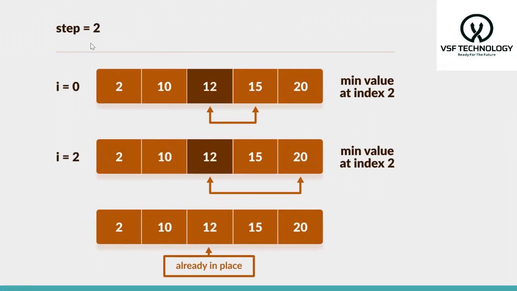Now step 2. i is equal to 0. We compare index 2 with index 3. Then here the minimum value is at index 2 because index 3 is less than index 2. Condition false. Now i is equal to 2. We compare index 2 with index 4. Then here the minimum value is at index 2. Now we see element 12 is already in place.